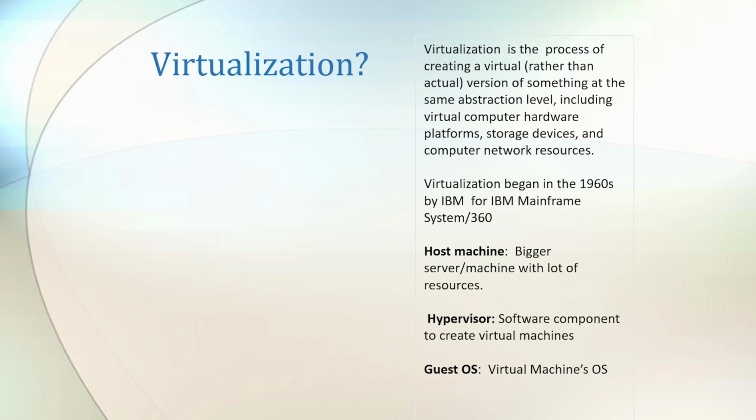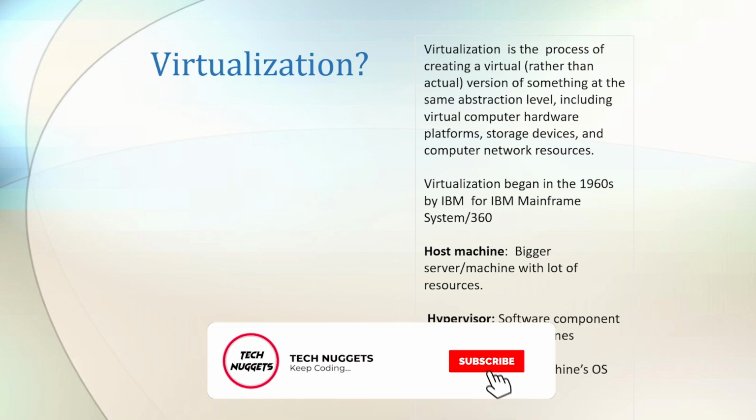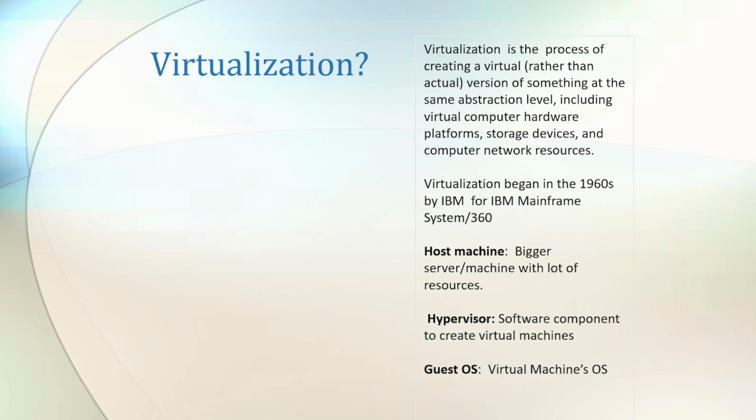So virtualization requires three basic things. One is a host machine. The host machine is nothing but a bigger server or machine which has a lot of resources. For example, you have 64 cores, 256 gig RAM, and a few terabytes of storage. We really don't want to use it as a standalone server; rather, we can use it as a host machine so that we can create multiple smaller virtual machines.